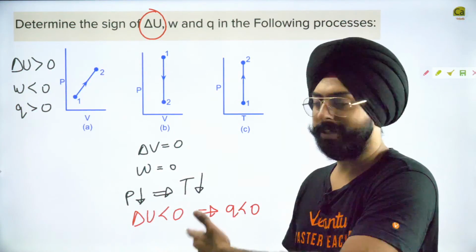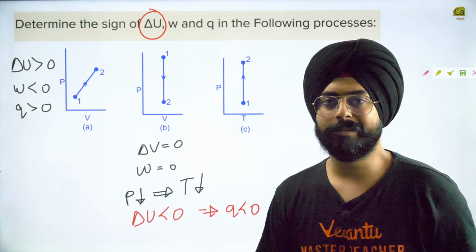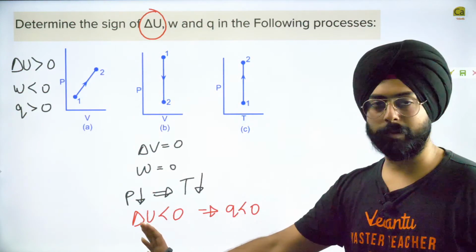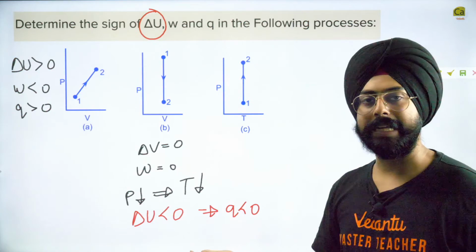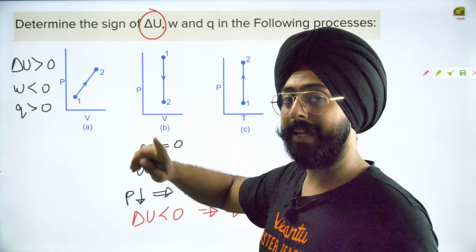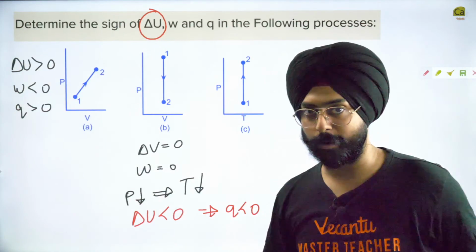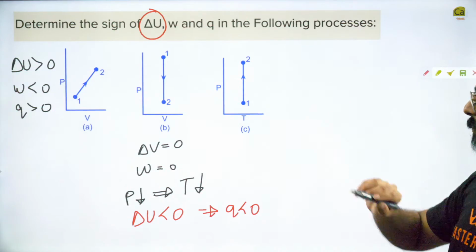Delta U is equal to Q plus W, W is 0, so delta U, if it is negative, Q is also negative. So in the second part, work done is 0, internal energy change and heat are negative. Heat is taken out of the system. It's an exothermic process. So this is very simple for the second part. Let's figure out the third part.